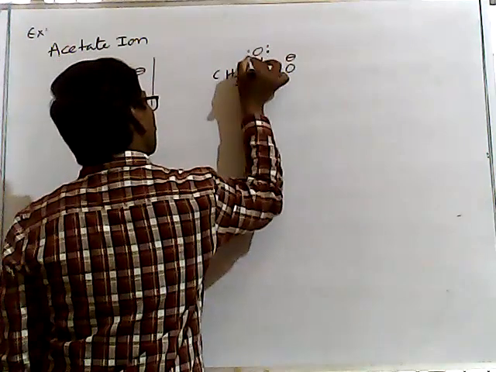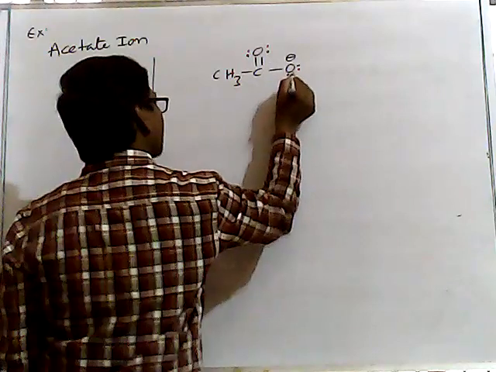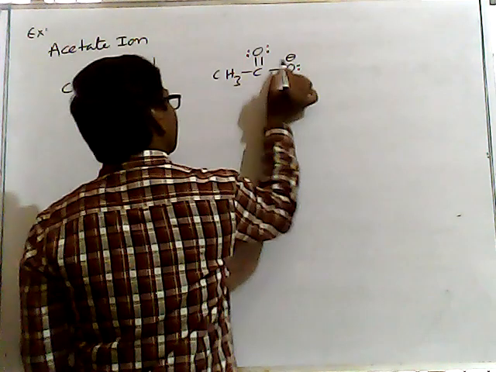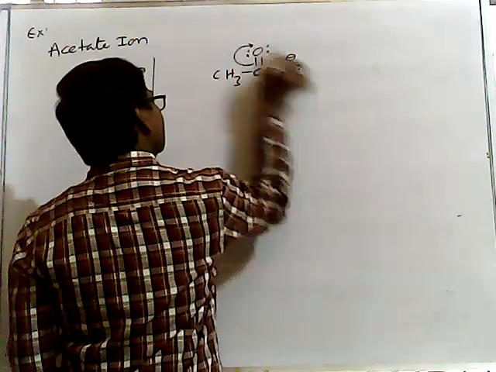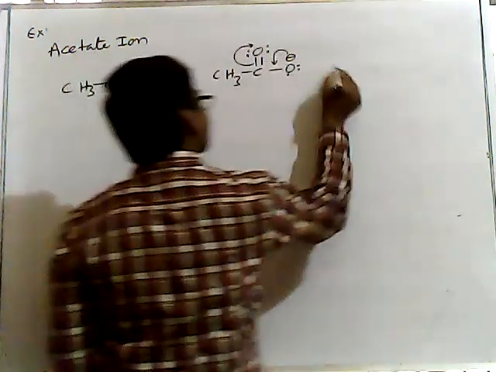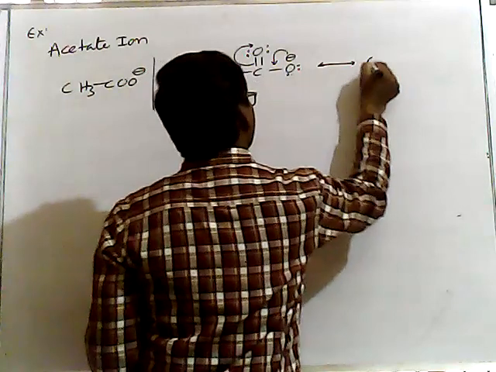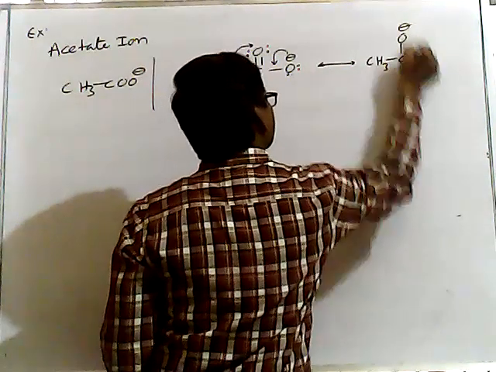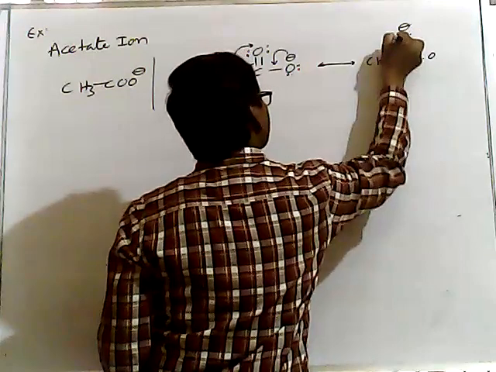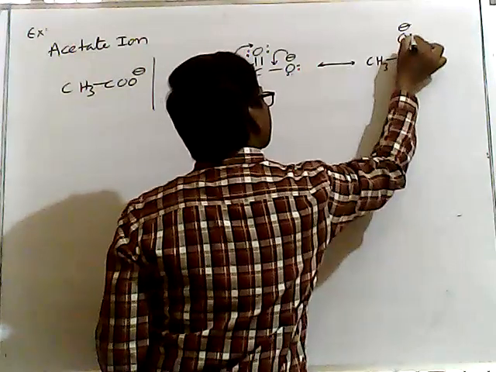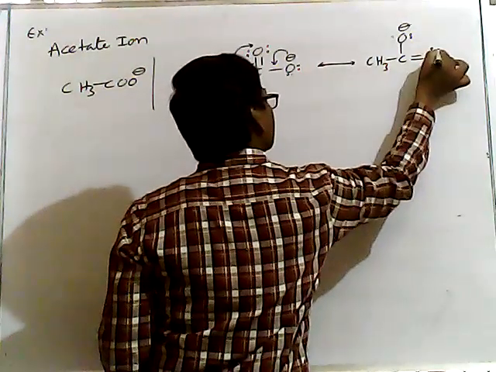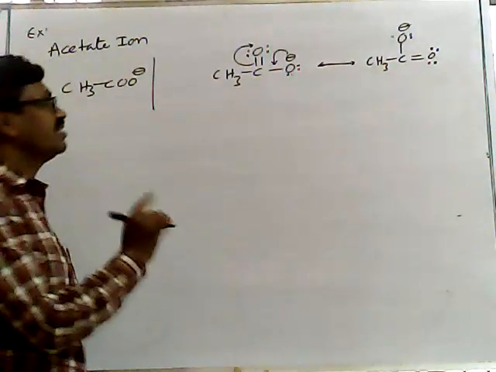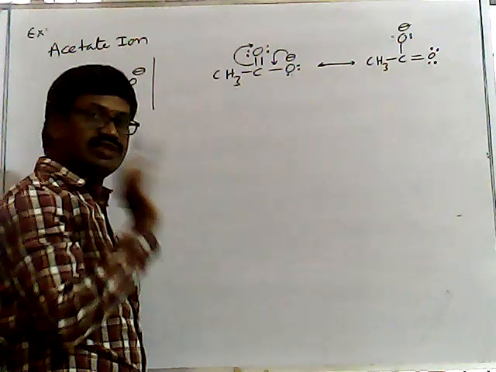Here two lone pairs of electrons are present. Here also two lone pairs of electrons are present. See, whenever this bond shifts to this oxygen, the charge will come here. So we can get one resonance form like this: CH3 C, here O minus, then double bond O. Here two electrons, here also two electrons. So these two are identical. See, here only one charge is present.